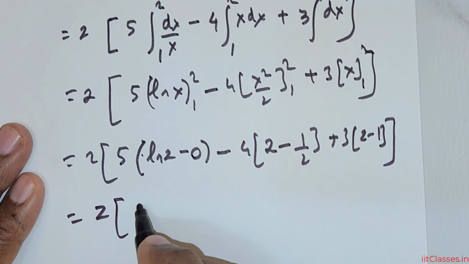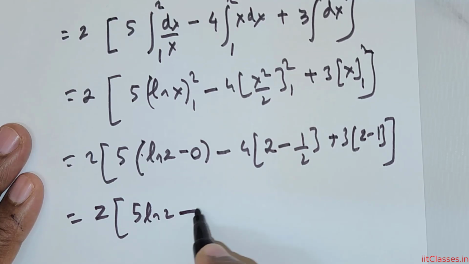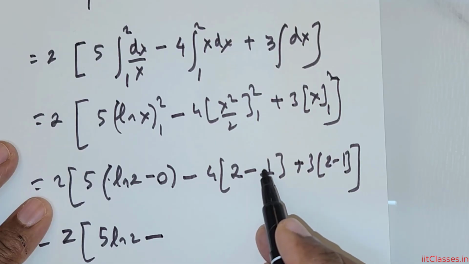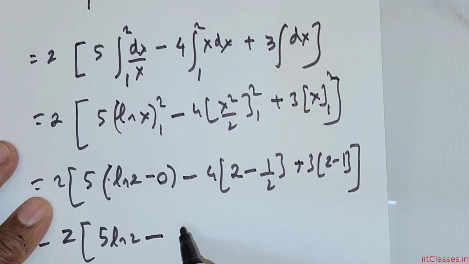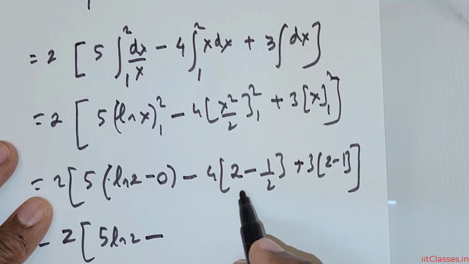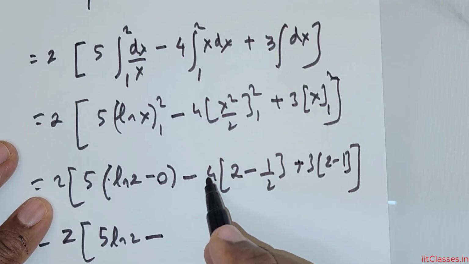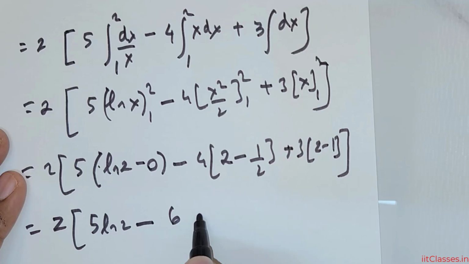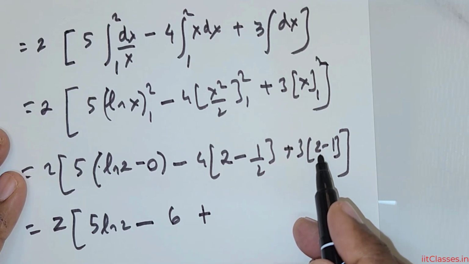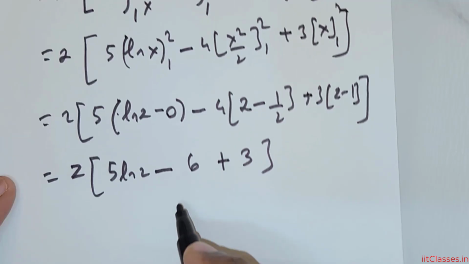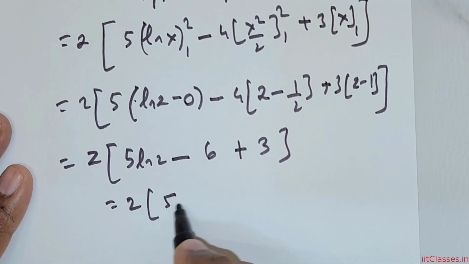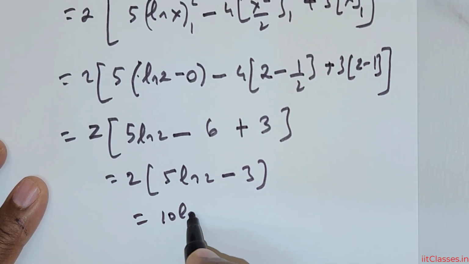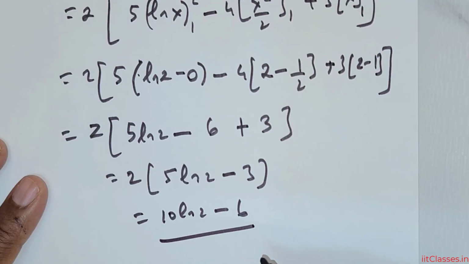So this is going to be 2 times 5 times ln 2. Now this will give me 4 minus 1, that's 3 over 2, and the 2 can divide your 4 two times. So you have minus 6, followed by plus 3 times 2 minus 1, which gives you 3. So this is going to be 2 times 5 times ln 2 minus 3. You distribute 2, you get 10 ln 2 minus 6. So that's the solution for this question.